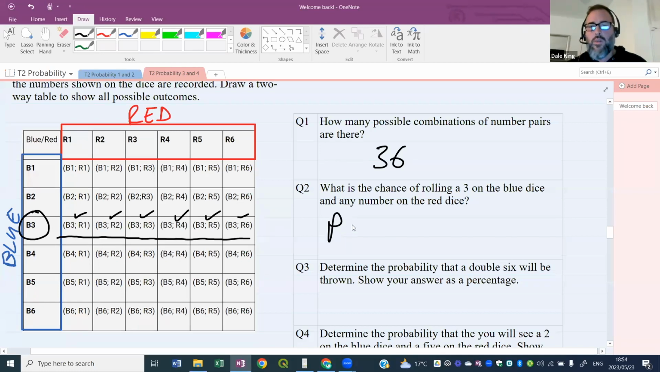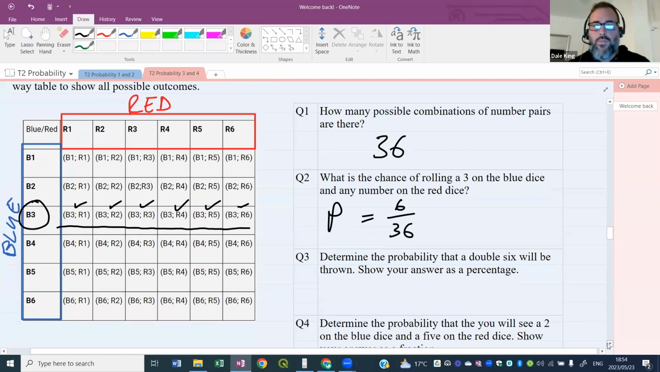All right. I'm not going to write what's in the bracket. I'm just going to say probability is 6 out of the total, which is 36. And then if you want to change to a percentage or decimal, you know how to do that. Let's see the next question.